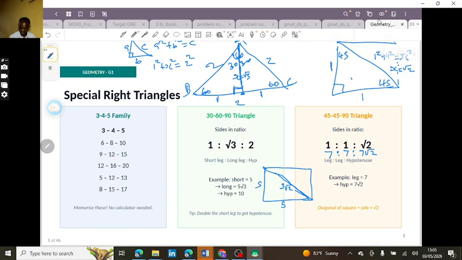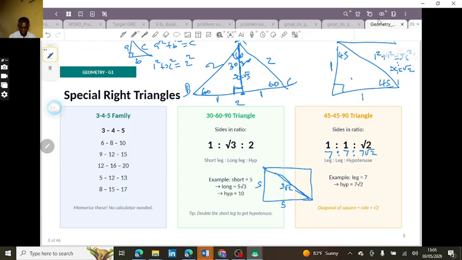Look at it again. They are important. These are the only ratios that will ever be given to you. Even when you hear special triangle, it means special right triangles. Only this, only this.